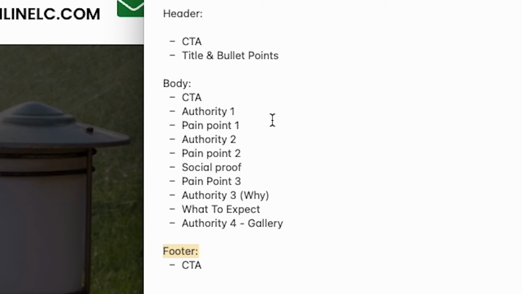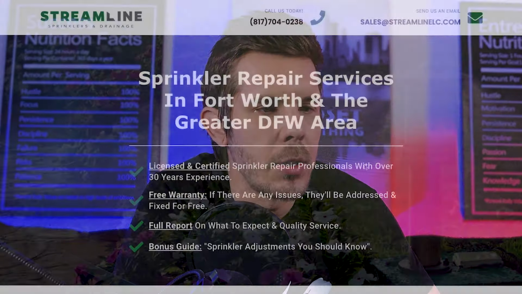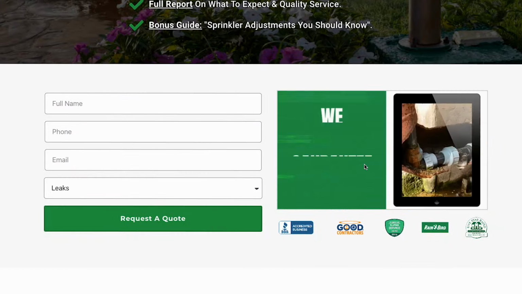So you can see there's a little bit of a pattern with this structure. There's a lot of authority and there's a lot of pain point. And that's for a reason, because authority is presenting something, giving some credibility to let people know that you know what you're talking about and you're a reliable source. So now let's start going through the page and I'll show you exactly what I mean with everything.